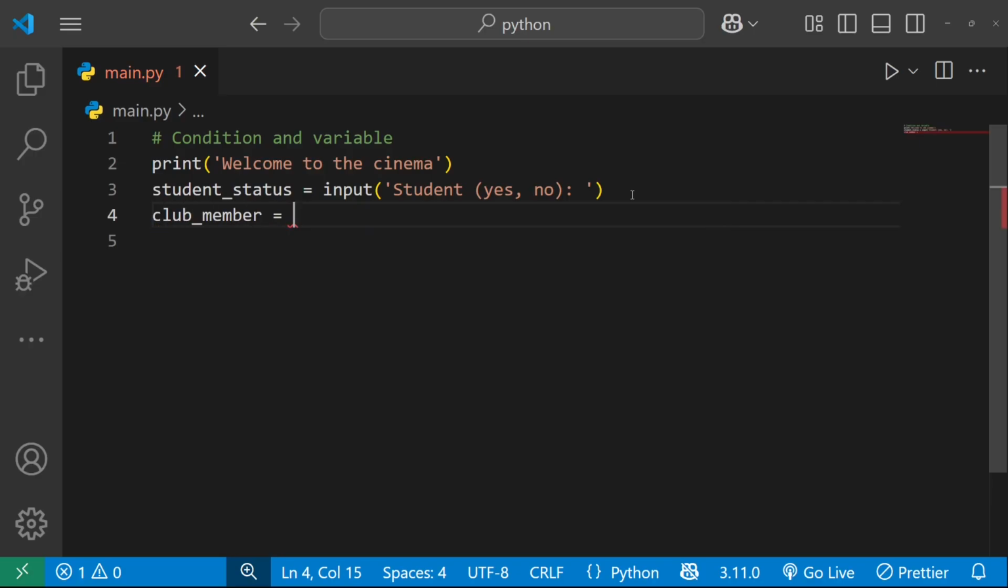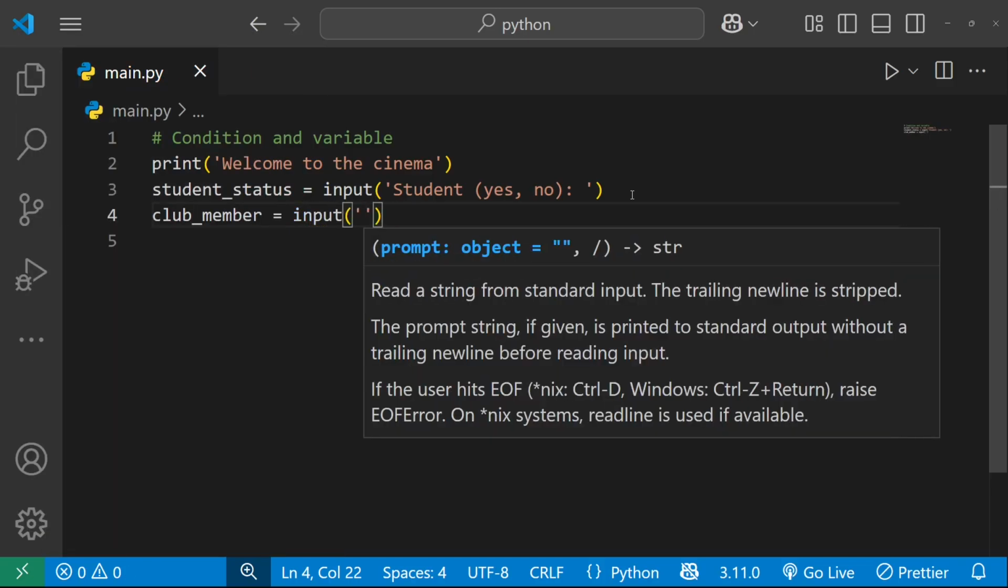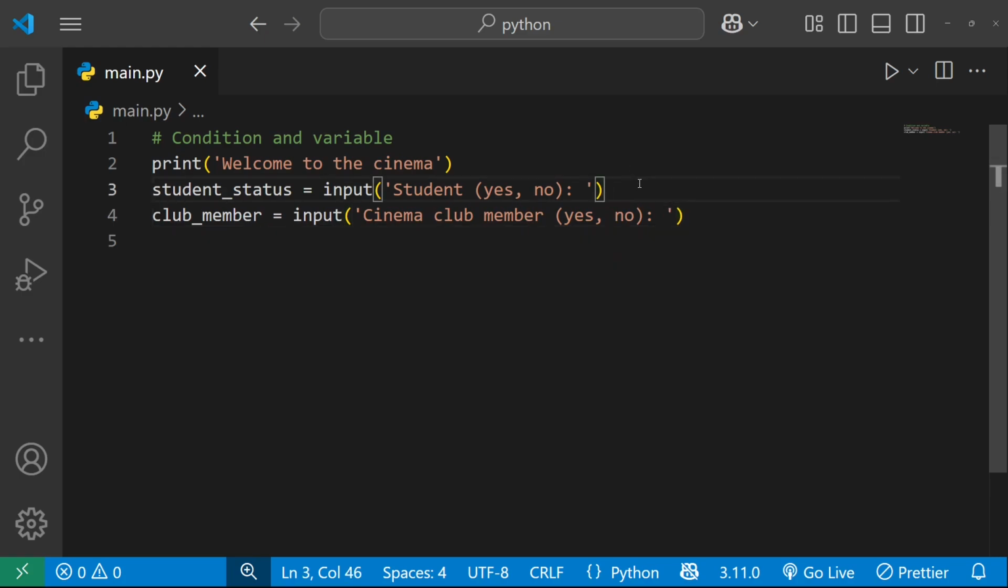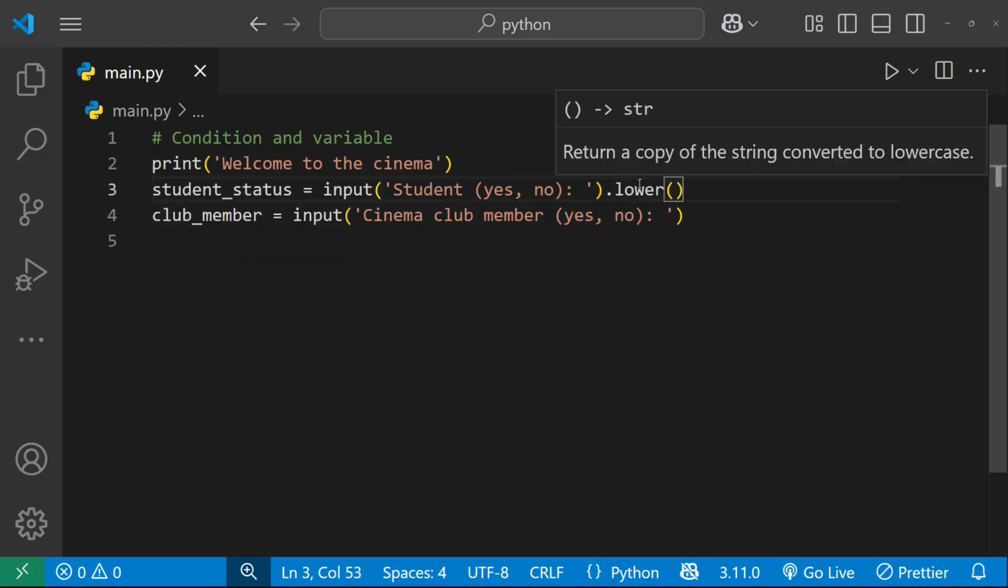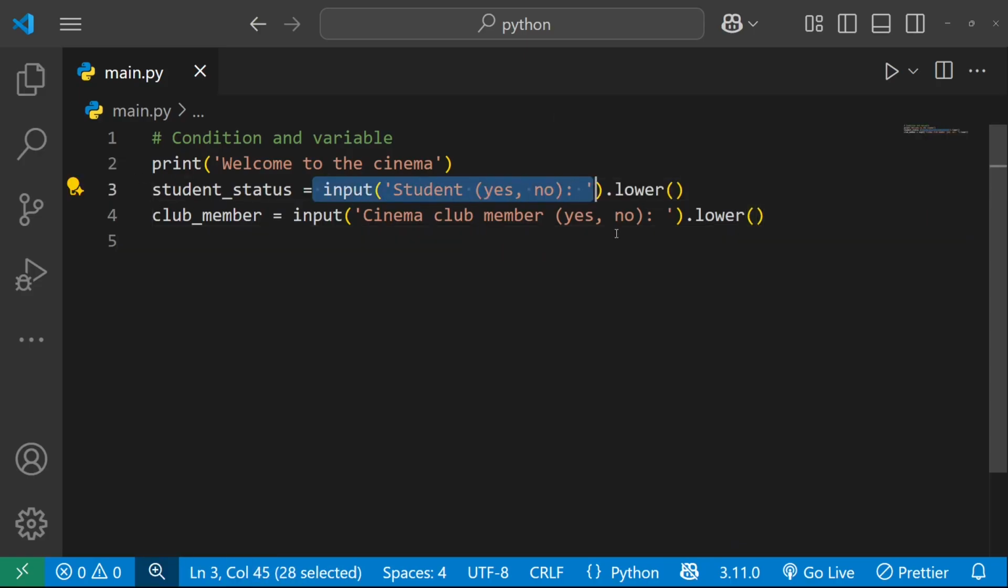It means that a cinema has a club and you can be a member. So I would ask something like cinema club member. Again, yes, no, space. Again, we already know that we should put lower here, so transform every answer to small letters. It will be fine for further work if we work with the student status or club member in the code.